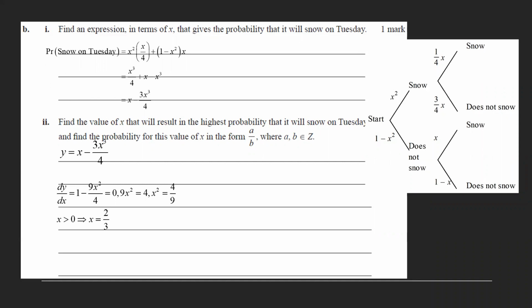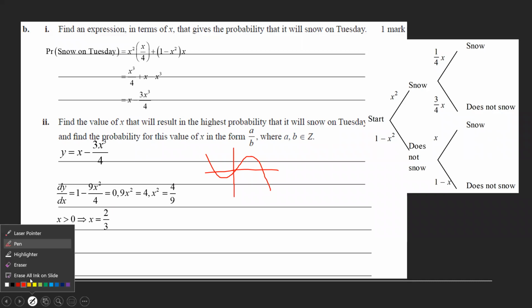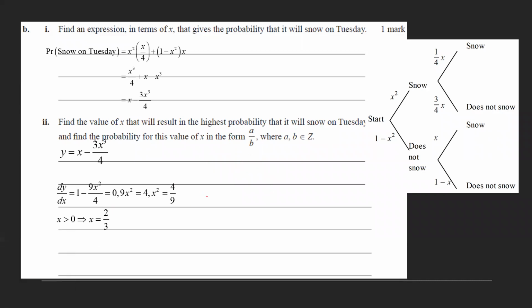But remember, x implies a probability. It must be a positive value or 0, not exceeding 1. So simply speaking, your only possible x value is 2 over 3. And if you look at some sort of graph, I suppose it's a cubic graph. It looks like that. So you do expect some highest point in the middle there, all right? Anyway, let me get rid of the annotation.